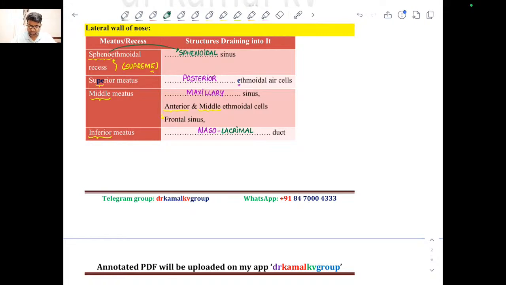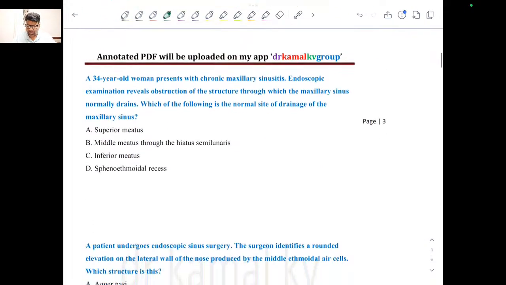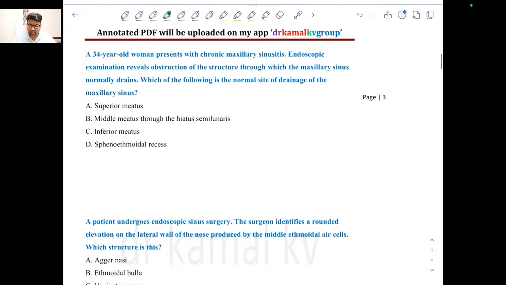So please remember: inferior meatus, nasolacrimal duct; superior meatus, posterior ethmoidal air cells; supreme meatus or sphenoethmoidal recess, sphenoidal sinus; and all the remaining in middle meatus. Clear? Now let us take some questions based on this.